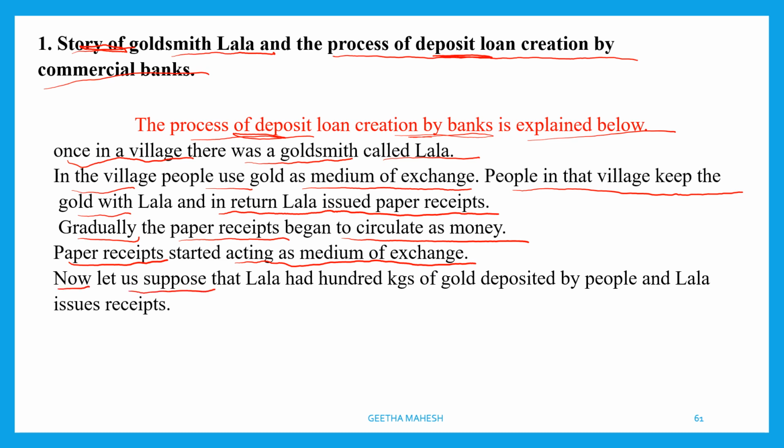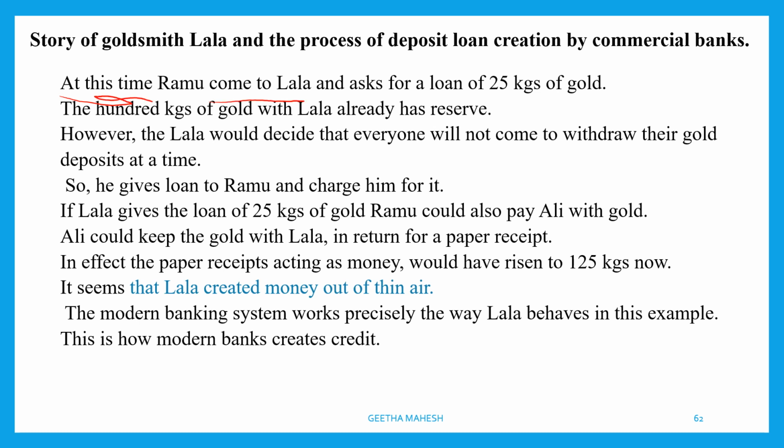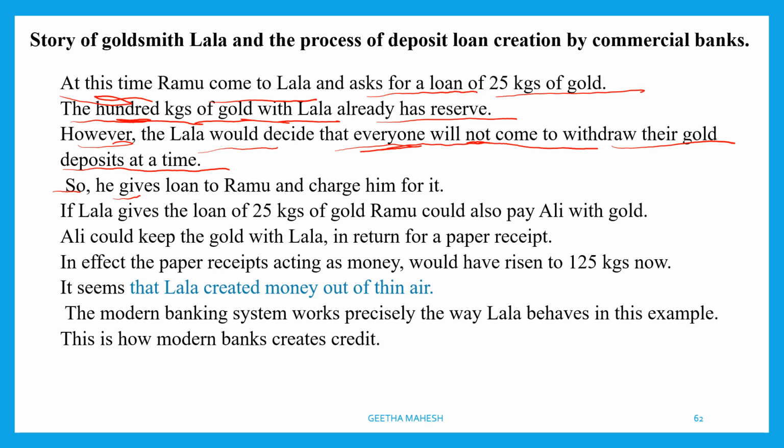Now let us suppose Lala had 100 kgs of gold deposited by the people and Lala issues receipts equivalent to 100 kgs of gold. At this time, Ramu comes to Lala and asks for a loan of 25 kgs of gold. Lala already has the 100 kgs of gold in reserves. However, Lala decides that everyone will not come to withdraw their gold deposits at a time. So, he gives a loan to Ramu and charges him a rate of interest for that loan.